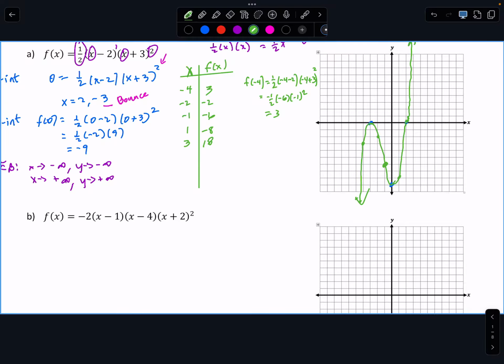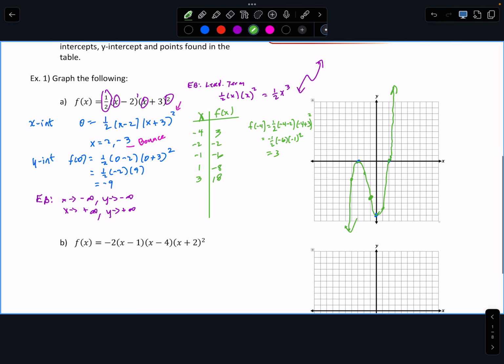We won't all look exactly the same, but it should be a smooth, continuous curve and should have arrows on it. So those are the steps to getting it graphed. And this is when it's in factored form.